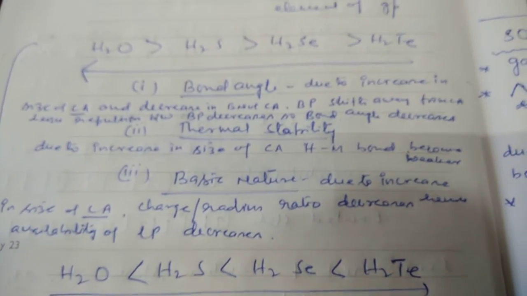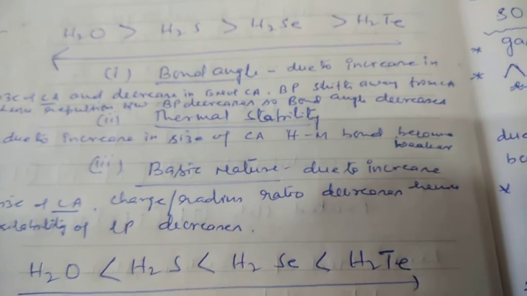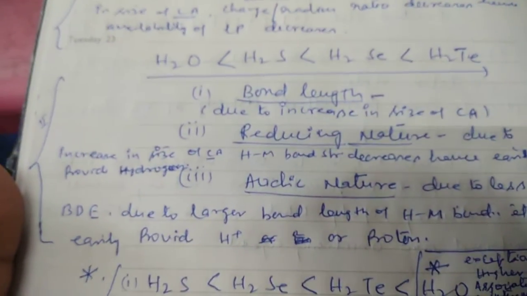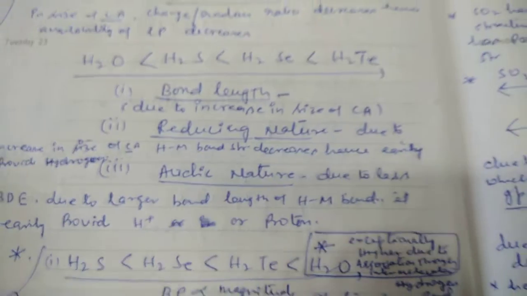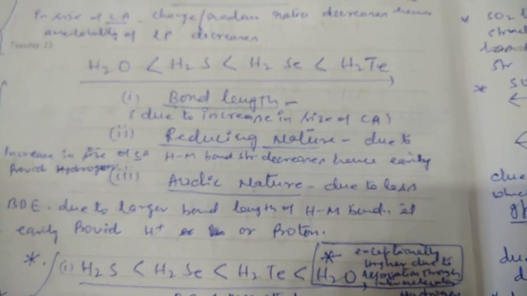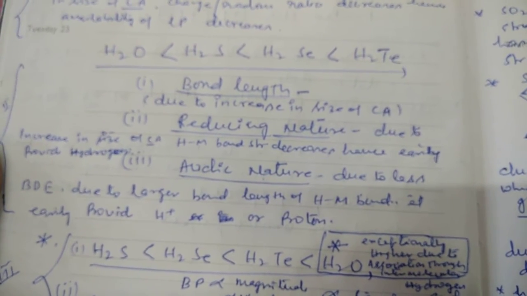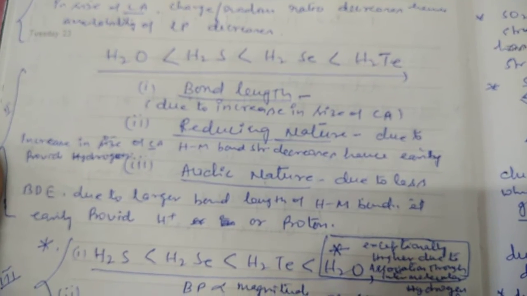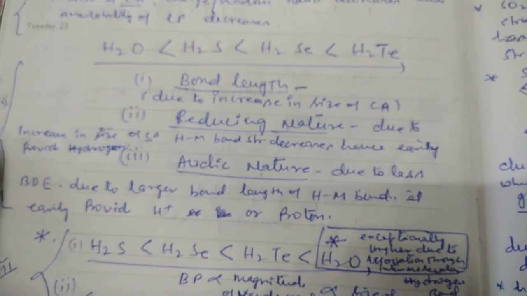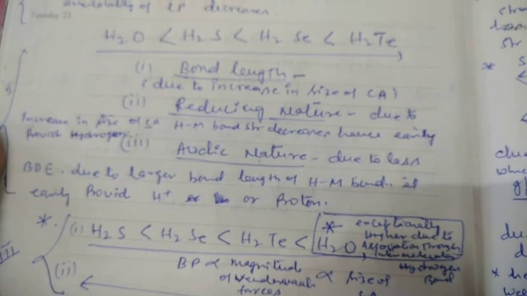So these 3 properties are decreasing as we move down the group: bond angle, thermal stability and basic nature. Now we are again on 3 properties, class, the second case, where properties are increasing as we move down the group for the hydrides of 16th group elements like H2O, H2S, H2Se, H2Te. These properties will be minimum for H2O and maximum for H2Te. The properties are bond length, reducing nature and acidic nature.